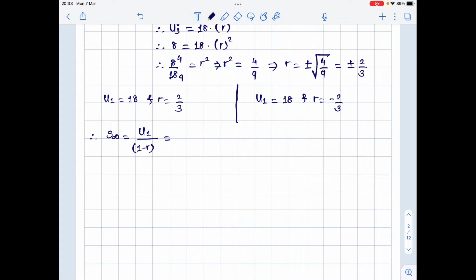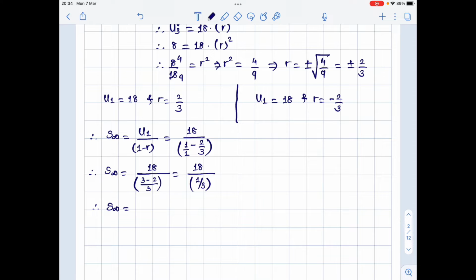So u1 in this case is 18 over 1 minus 2 over 3. You are not allowed to use a calculator, so you need to make the base same. So S infinity is equal to 18 over, 1 minus 2 over 3, cross multiply, 3 minus 2 over 1 into 3 is 3, which is 18 over 3 minus 2 is 1, 1 over 3.